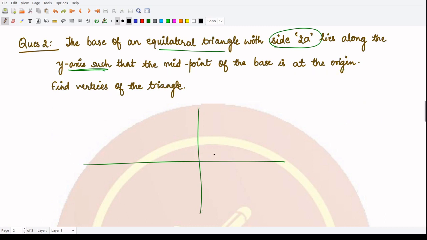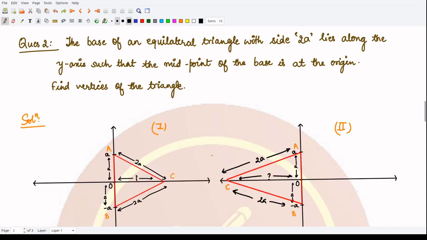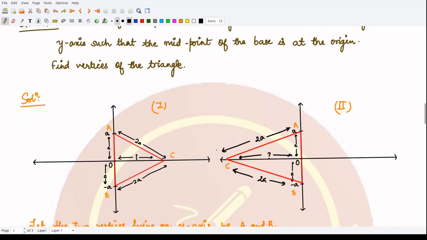So let me show you how it will look. Here is the orientation. In figure 1, your triangle could be lying along the positive x-axis, such that you don't know the altitude here. However, you know the sides, 2a and 2a. And here let's mark this as the origin. Let's mark the other points as A, B and C.